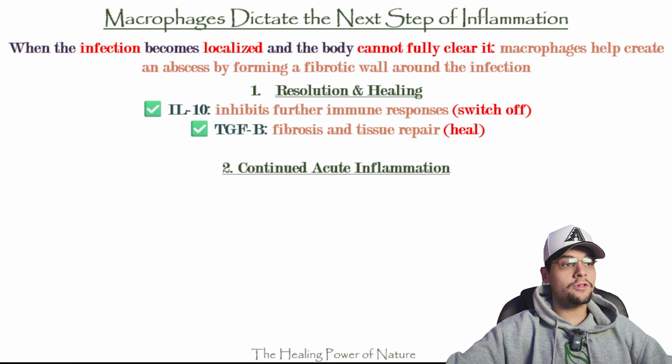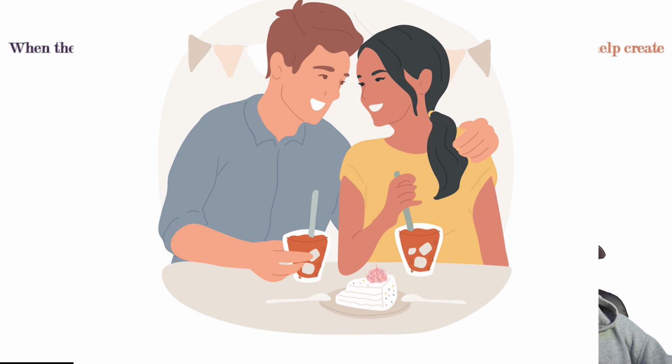Next is continued acute inflammation. If the infection persists, macrophages will recruit more neutrophils to the site for more fighting of the pathogen and keep the inflammatory response active. IL-8, or IL-date as I like to call it, is the key cytokine that macrophages release to attract neutrophils. 8 as in date, they attract neutrophils.